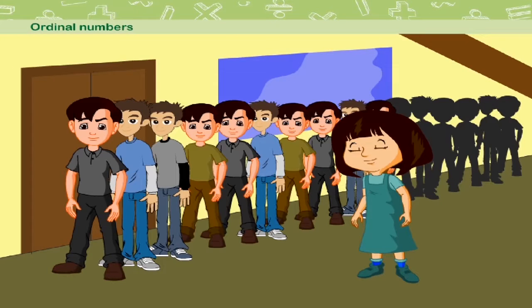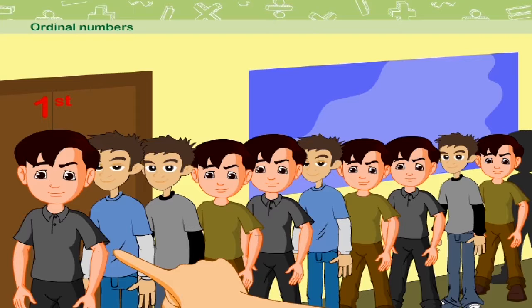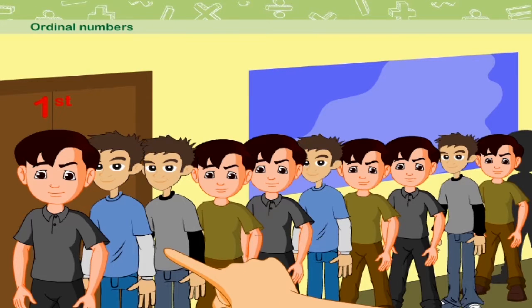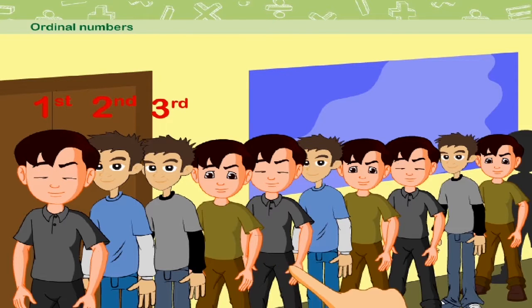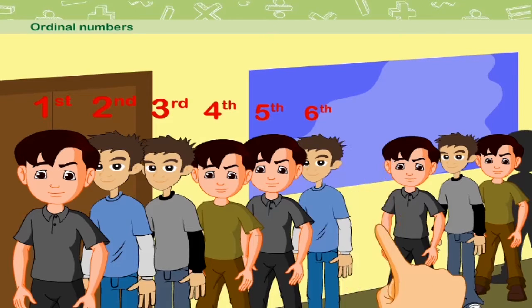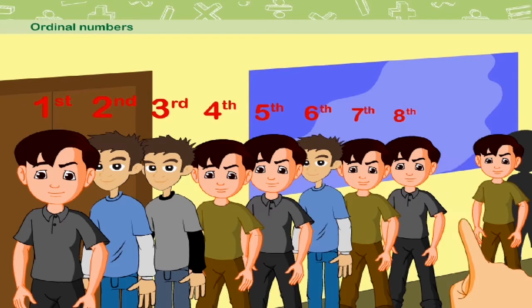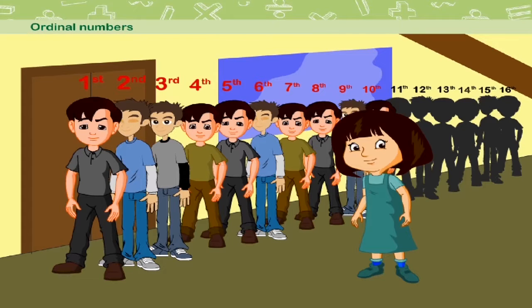They have a different kind of number names to indicate the place of an object or a person. The student at the front of the line is the first student. After him is the second student. Next is the third, then comes fourth, fifth, sixth, seventh, eighth, ninth, 10th, and so on. Asha now understands what the ordinal numbers are.